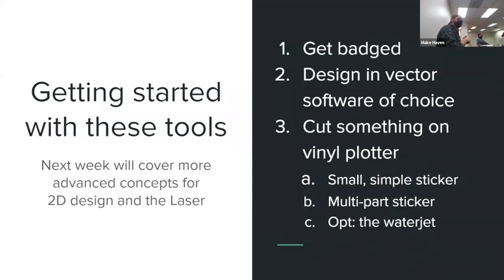Design something in your vector software, and that could totally be your original maker's mark that we did at the very start, where you had that logo that you like. You could totally just make that, and then cut something. Could be a simple sticker, could be a multi-part sticker with masking, could be a bunch of colors. You could do the pen plotter. You could do any other machine if you wanted to, but the hope is that you get in, you get designing, you get making, and you're starting to use these digital fabrication machines.